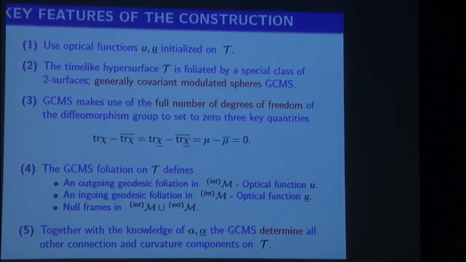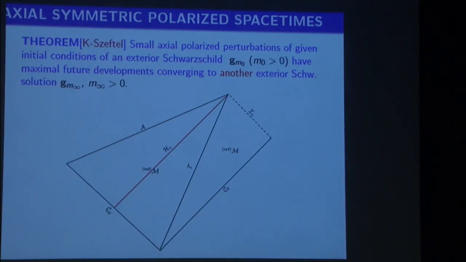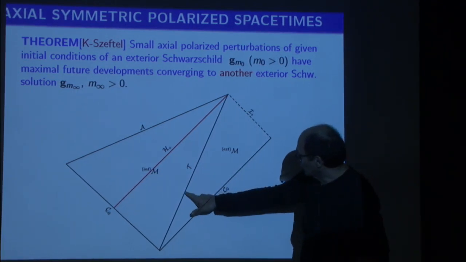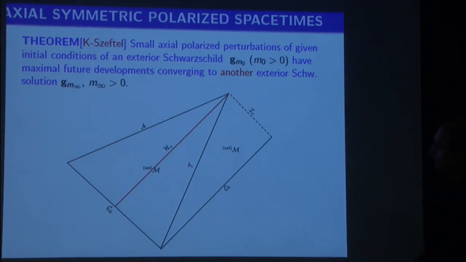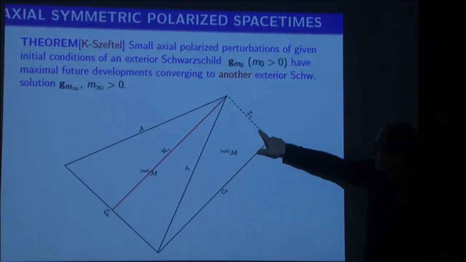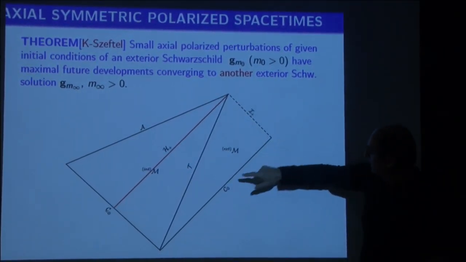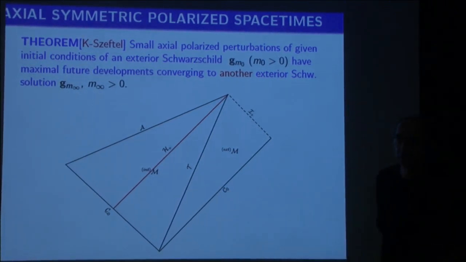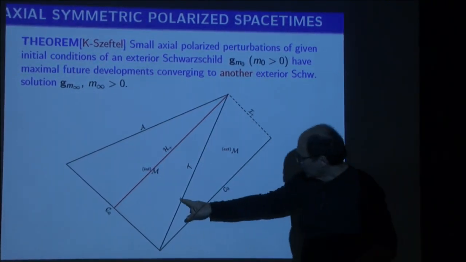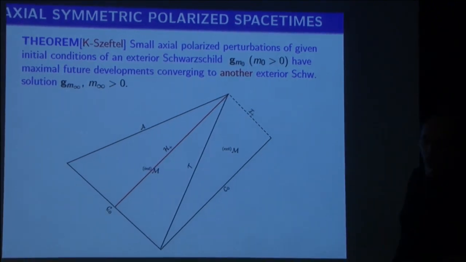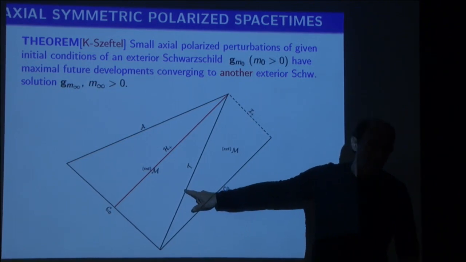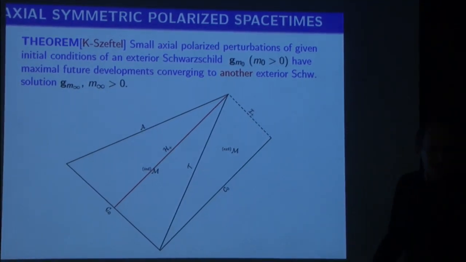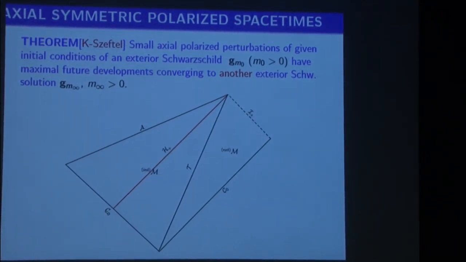So the key feature of the construction: you use two optical functions, u and u bar, initialized on T. In other words, I'm going to construct a function u, which is an optical function, u equal constant, going all the way to scri, which is initialized here on T. And another one, which is going inwards. They're both starting from a two surface, so I have to tell you what the two surface is, and that's sort of the hard part.